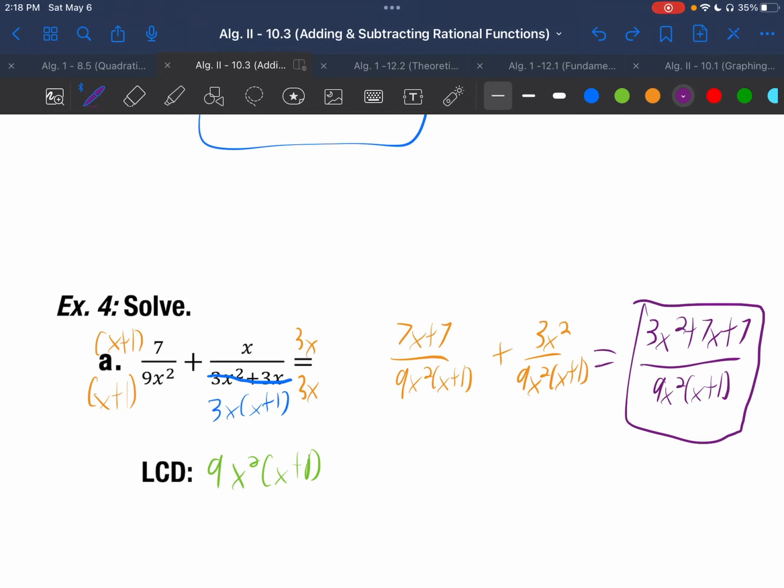So once again, a good first step is to figure out what the least common multiple is going to be, getting that least common multiple, and then combining, and looking to simplify if you can.